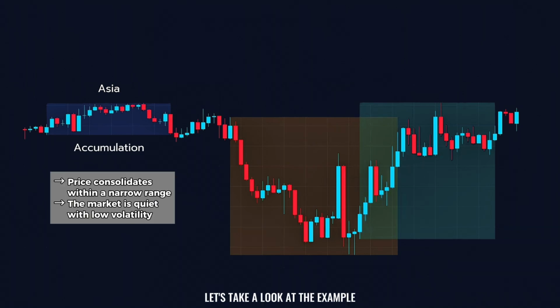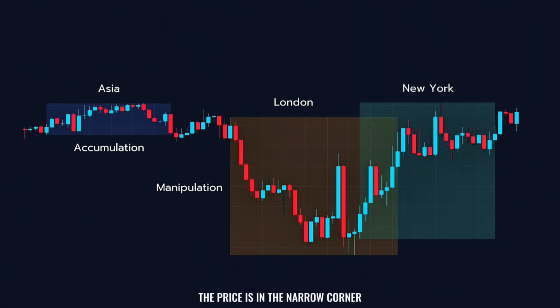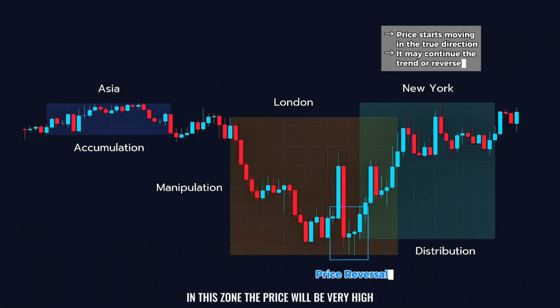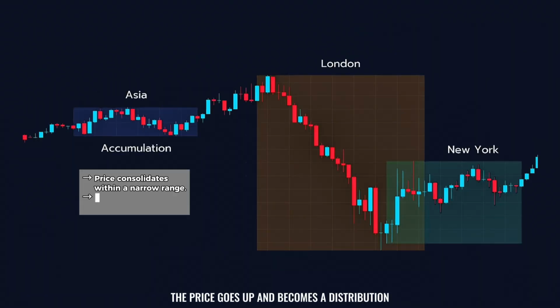Let's take a look at an example. In this example, I marked all 3 zones. The first zone on the left-hand side is the Asian zone. The price is in a narrow range. It's accumulation. The next zone is the London zone. In this zone, the price moves very high. This area is manipulation. And the last period is New York. The price goes up and becomes distribution. And the area where the price starts to go up is the end of London or the beginning of New York.